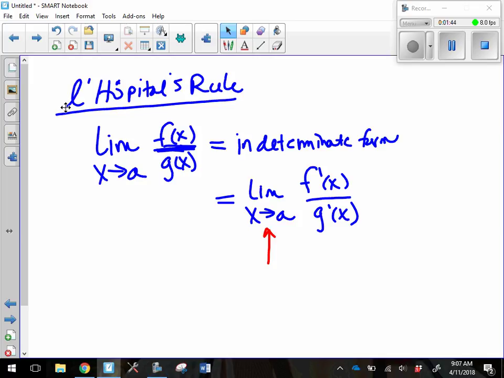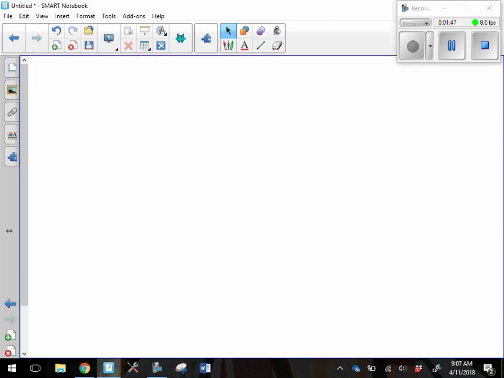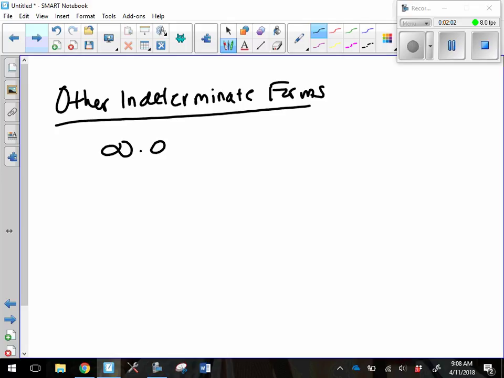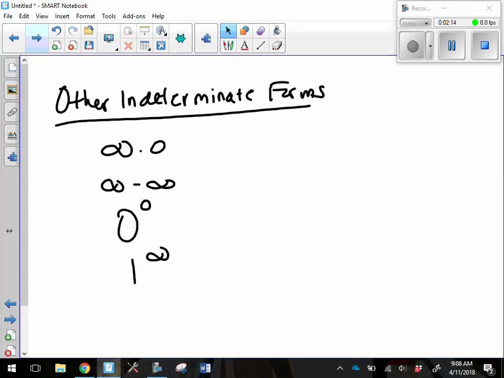All right, so there are other indeterminate forms. We have things like infinity times 0, infinity minus infinity, 0 to the 0, 1 to the infinity. These are not 0 over 0 or infinity over infinity, which is the indeterminate form that we need in order to be able to use L'Hopital's rule.